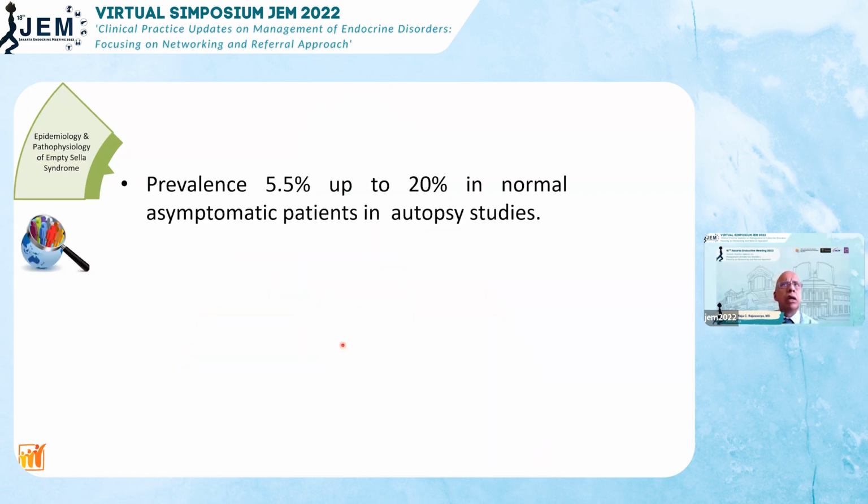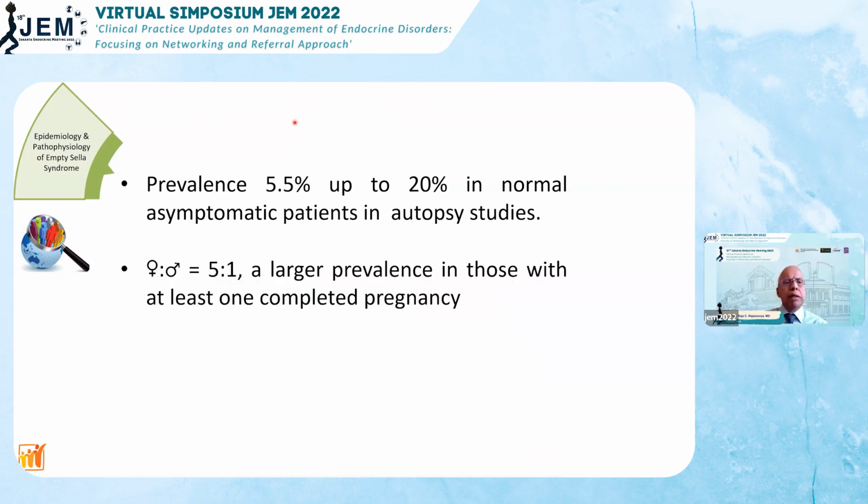Now, the prevalence has been documented in autopsy studies to be anywhere between 5.5% to 20%. But the true prevalence is difficult always to identify, and the female to male ratio is approximately 5:1. And it seems to be commoner in women who have completed at least one pregnancy. So that's a key point to note. It's much more common in females than in males.